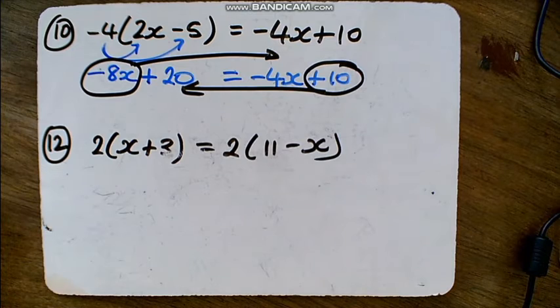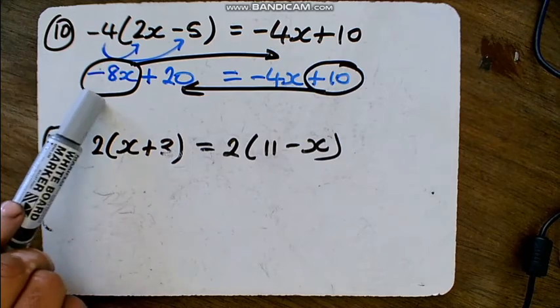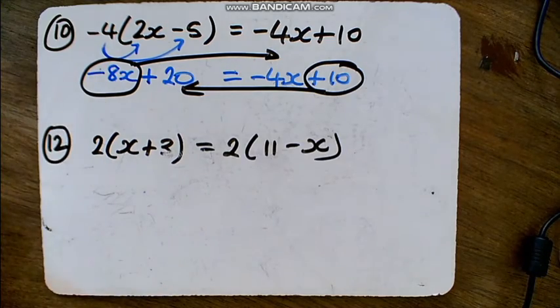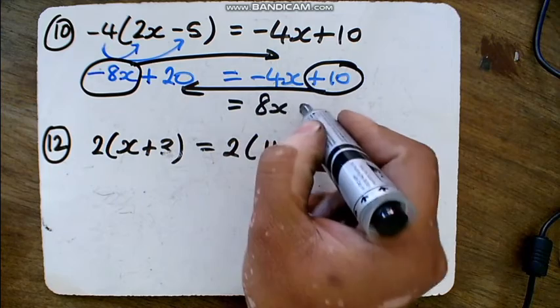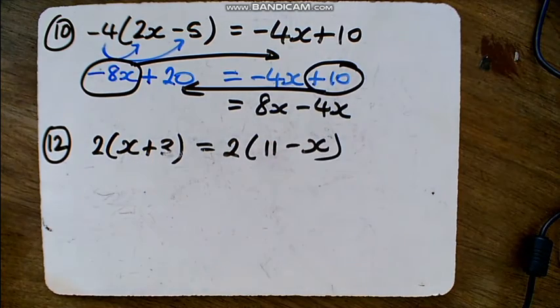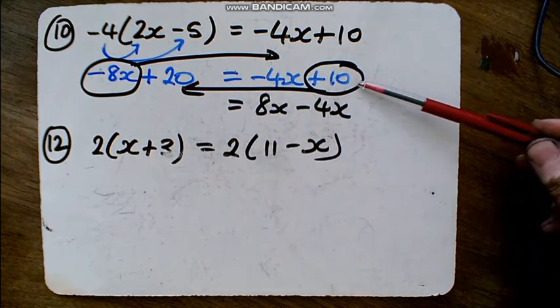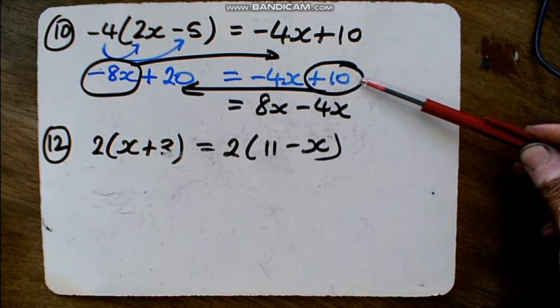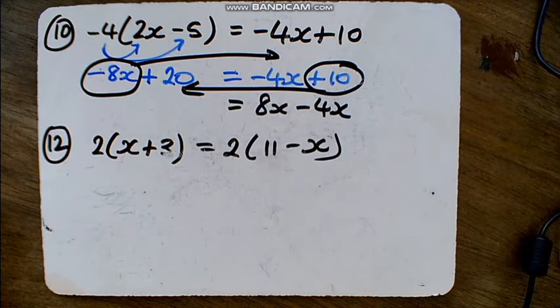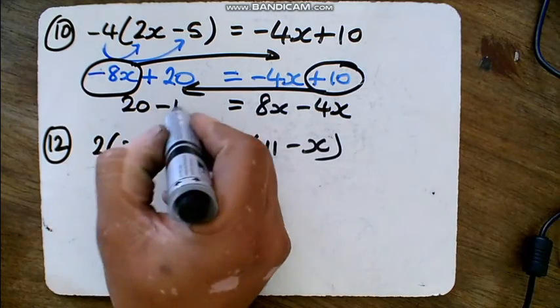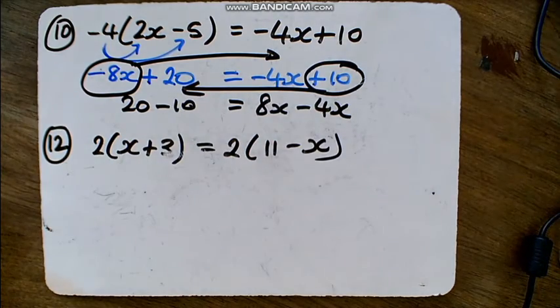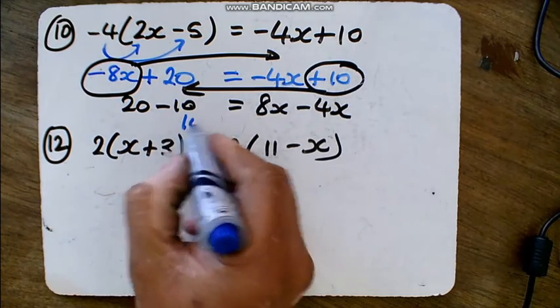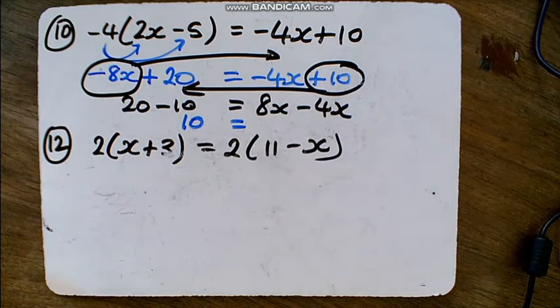Right, so we're going to take all the x's to the one side, all the numbers to the other side. If we do that, minus 8x will become positive 8x. And then we have the plus 10. We're going to move it over to the other side, right? So plus 10 will become minus 10. Okay, so 20 minus 10 will give us how much? 10. And 8x minus 4x will give us 4x.